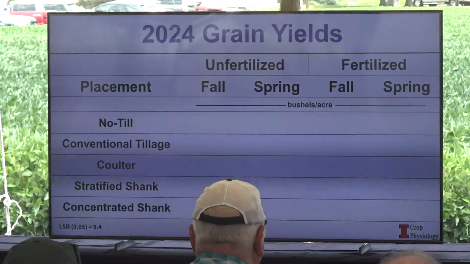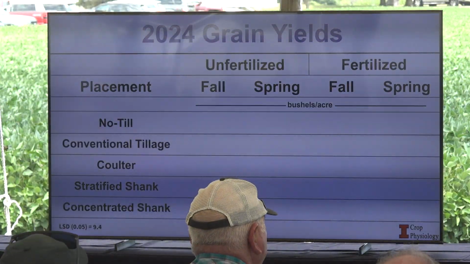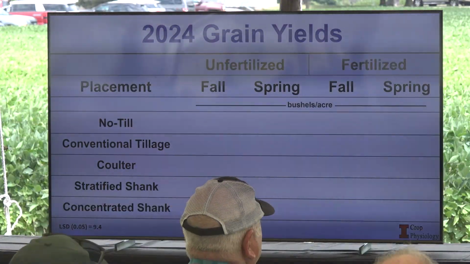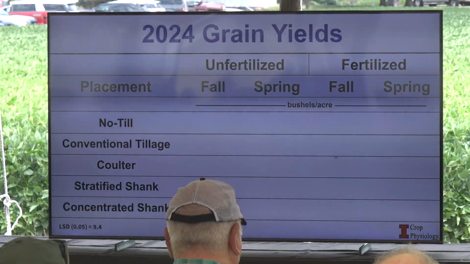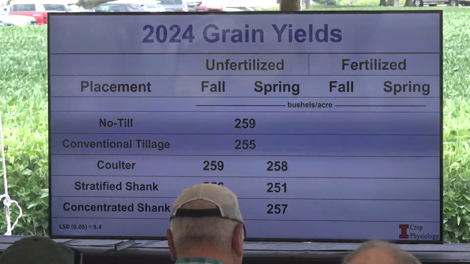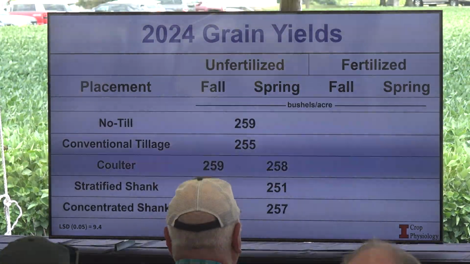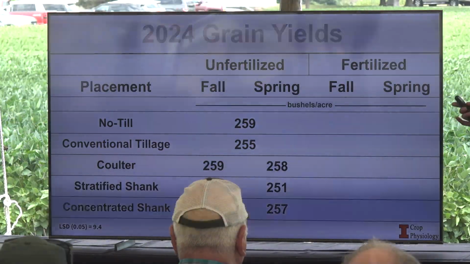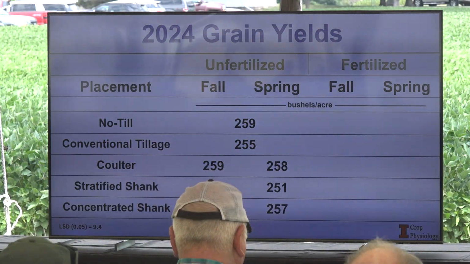And so obviously the most important part of this trial last year, which I didn't get to present on at Crop Phys Day, I get to this year, are our grain yields, the most important part. So for our unfertilized, again, we see an untreated control yield of 259. Conventional tillage, we brought it back by about 4 bushels. And then we start looking at our strip till yields.